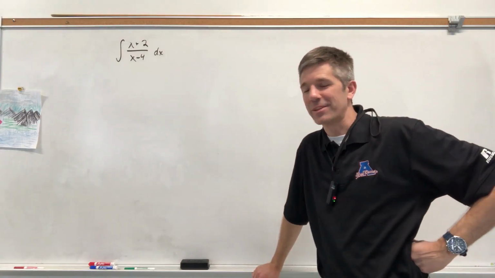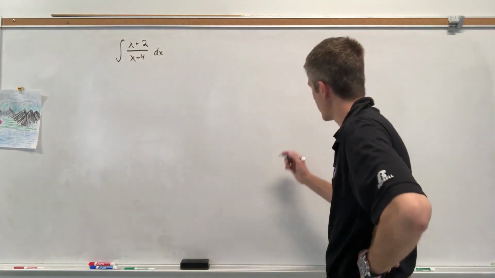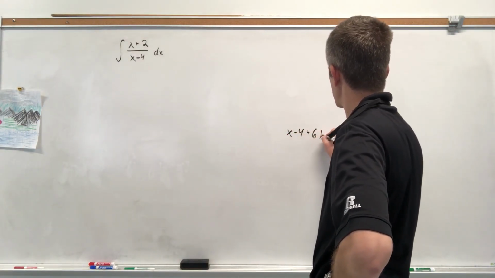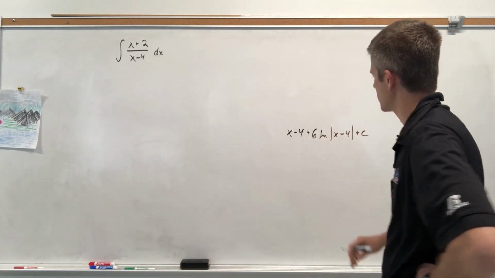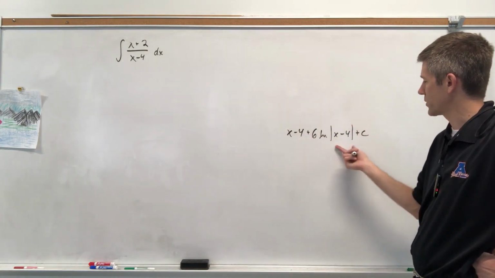And we last left off in the last video, we were solving this problem and we came up with an answer that I have erased. And it was x minus 4 plus 6 natural log of x minus 4 and then plus c. I believe that's what it was. So this was like u plus 6 natural log of u plus c.